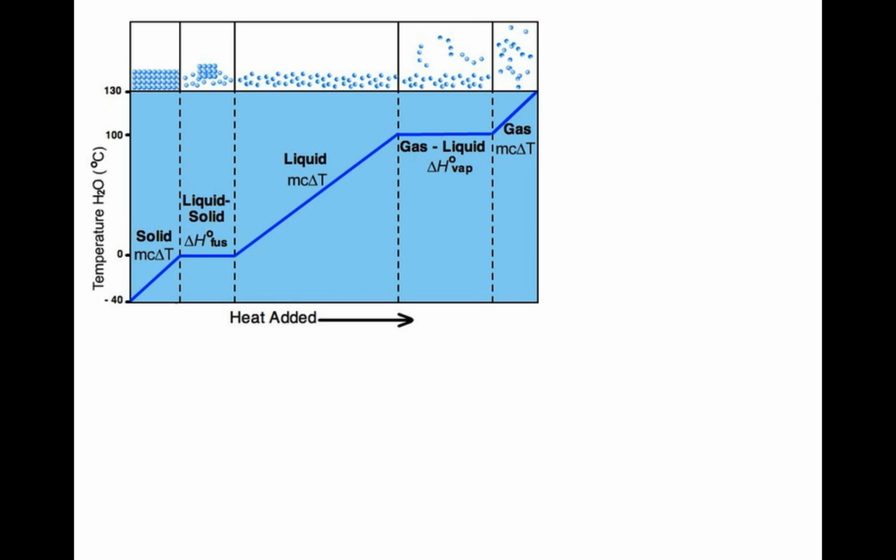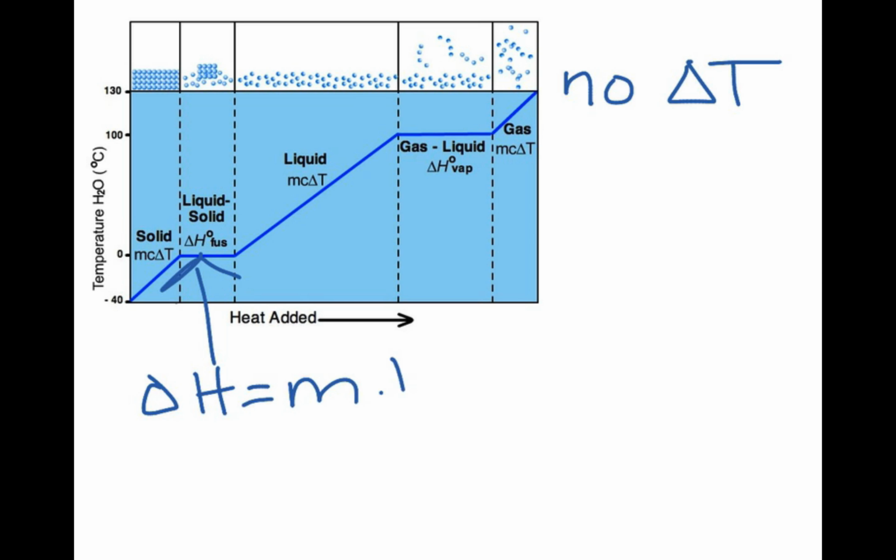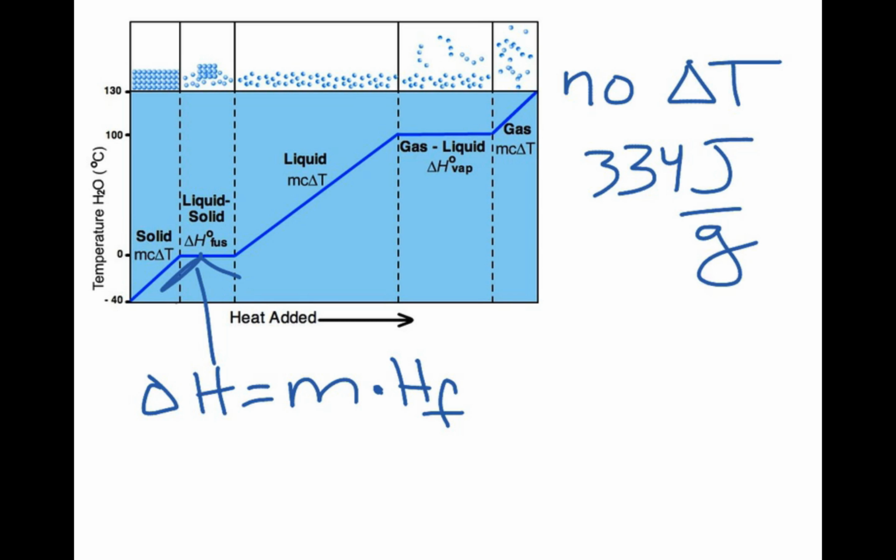Now let's solve for delta H for this interval right here. This is when the ice is going to be melting. There's no change in temperature. So the formula we're going to use is delta H equals mass times heat of fusion. Now that's a constant that I'll give you, or the California reference tables, they'll be on there. Now remember, the heat of fusion is 334 joules per gram. So this is a really easy problem to solve. We have 15 times 334.